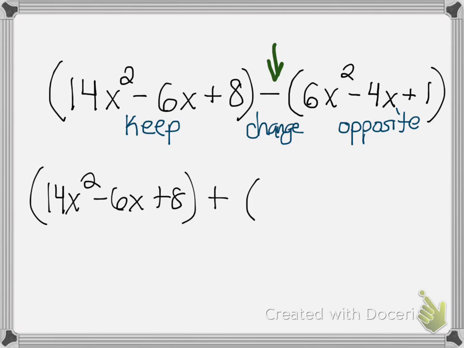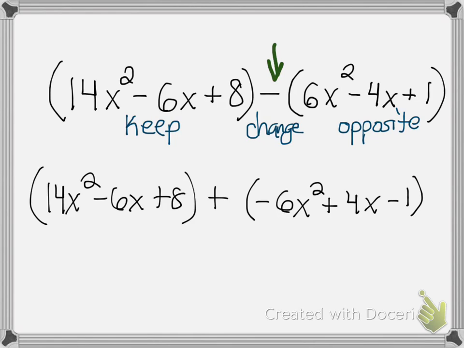So as you can see, it says positive 6x squared, so I'm going to change that to negative 6x squared. The second one, even though it says a subtraction sign, that's the same thing as a negative sign. So it says negative 4x, so I'm going to change it to a positive 4x. And the last one says positive 1, or plus 1, so I'm going to change it to a negative 1.